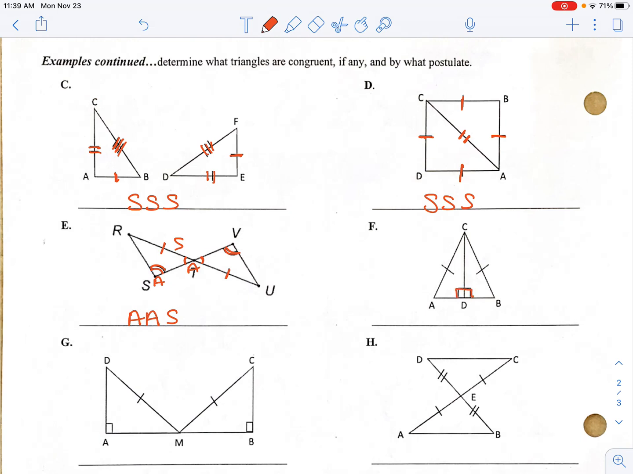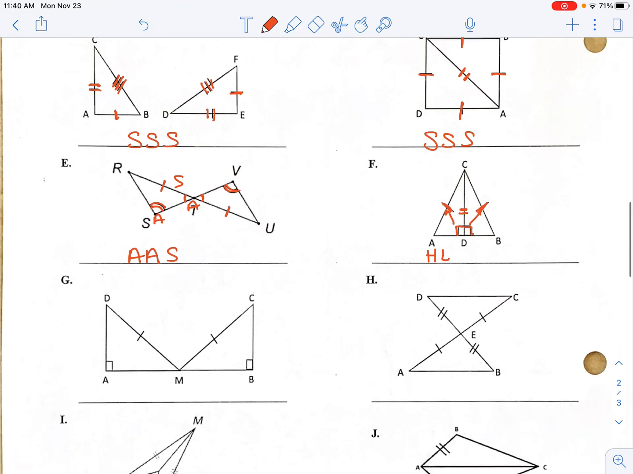For letter F, we've got the 90-degree marking, 90-degree marking, tick mark, tick mark. They share a side, so I can make an extra marking there. Now I have to pause. Remember, when I see a right triangle, I have to think of HL right away. So let's see if that is. In order to be HL, they have to give you the hypotenuse. Let's see. Oh, they give us the hypotenuse on both, and they give us an extra leg. So I would call this HL.